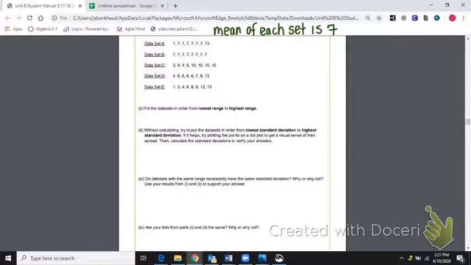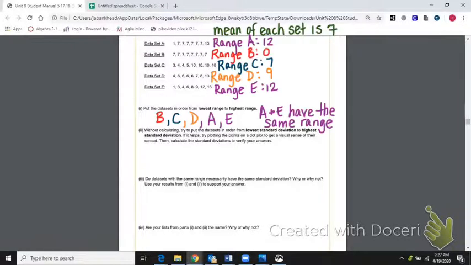The next thing you're going to do is put your data in order from that which has the lowest range to the set that has the highest range. Remember, your range is just how far apart your data is spread, and so we're going to subtract the minimum value from the maximum value. Notice that our smallest range was in data set B, followed by data set C, and then D, and A and E have the same range.